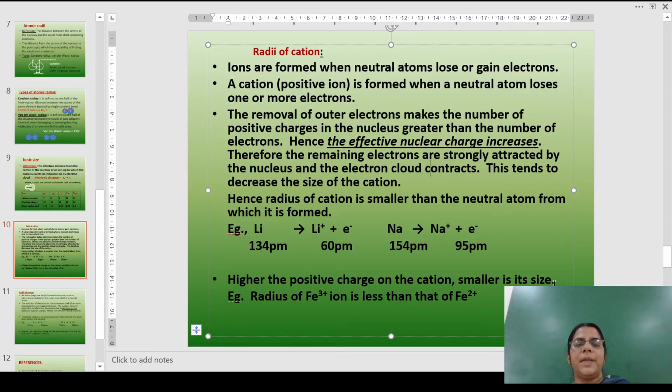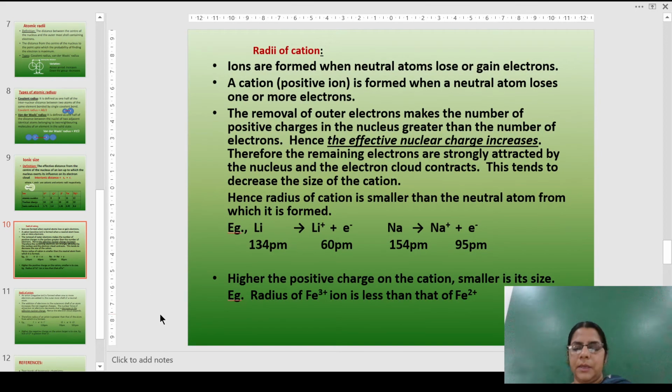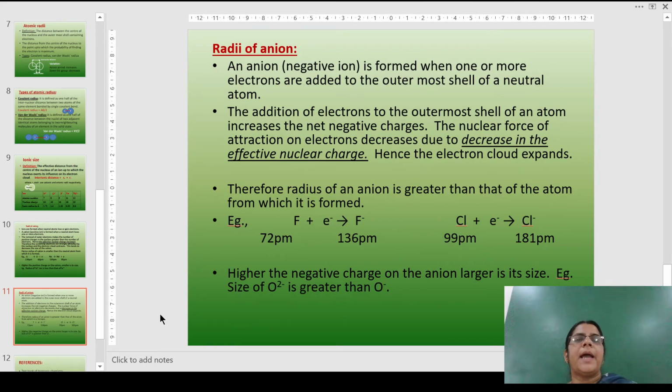Let's come to the next thing here. Radii of the anion. An anion is a negative ion formed when one or more extra electrons are added. Hence it carries a negative charge. Addition of electrons to the outermost shell of an atom increases the net negative charge. Hence the nuclear force of attraction on the electrons decreases, because of which the effective nuclear charge also decreases. Hence the electron cloud will expand now.